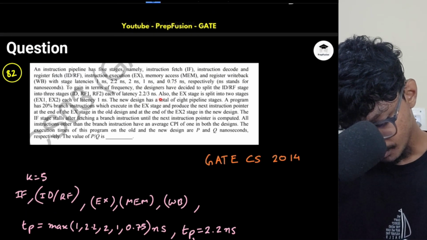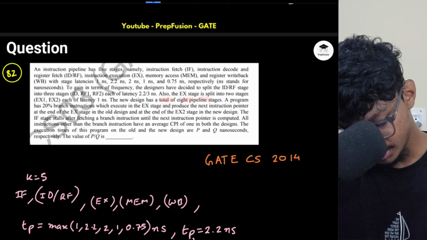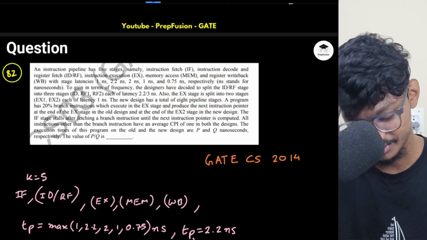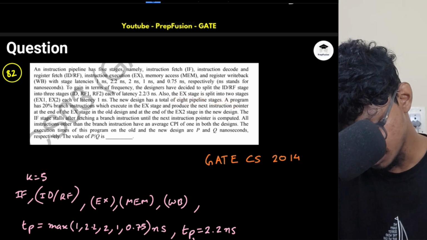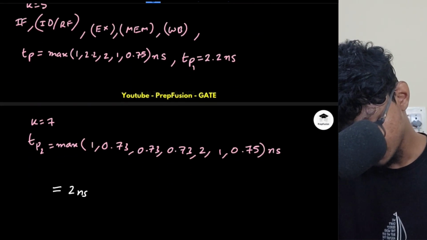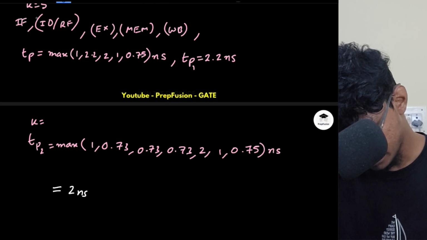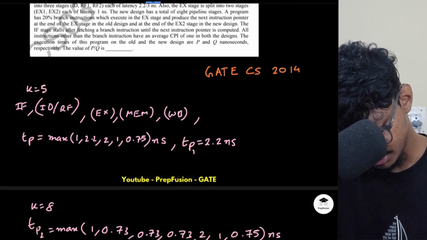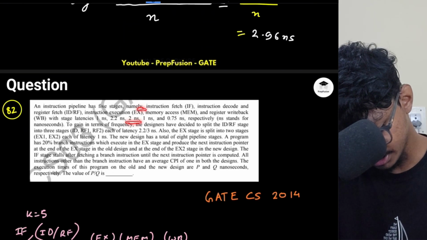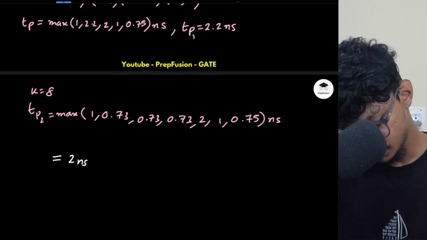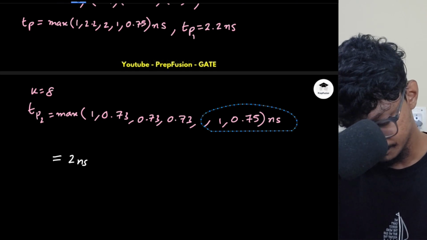Now also the execution stage is split into 2 stages, execution 1 and 2, each of latency 1 nanosecond. I should have read the question. So this K will now become 8, because the execution stage, which was previously taking 2 nanoseconds, will now take only 1 nanosecond each. I'm sorry, so this has also been split into 2.